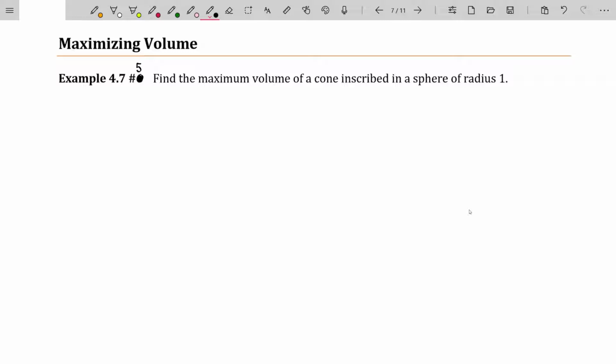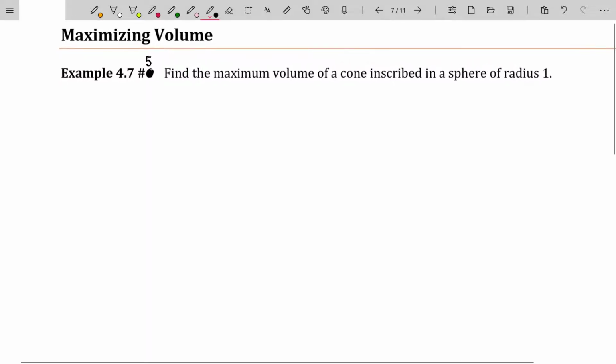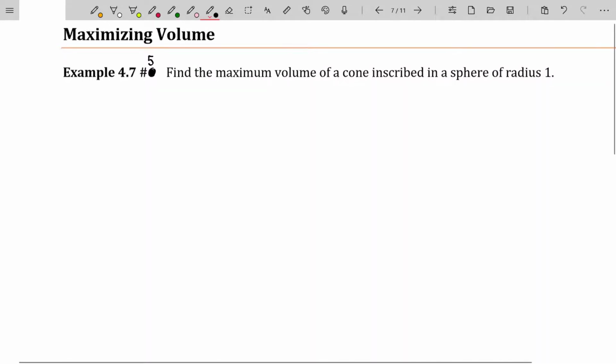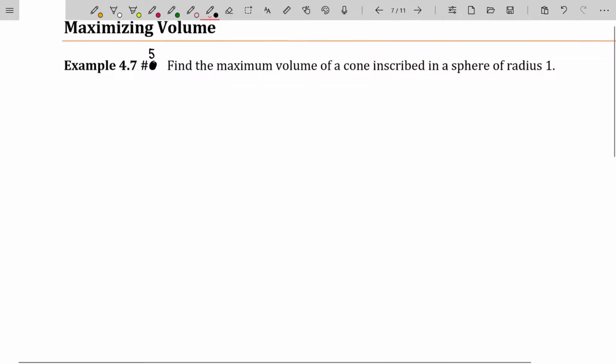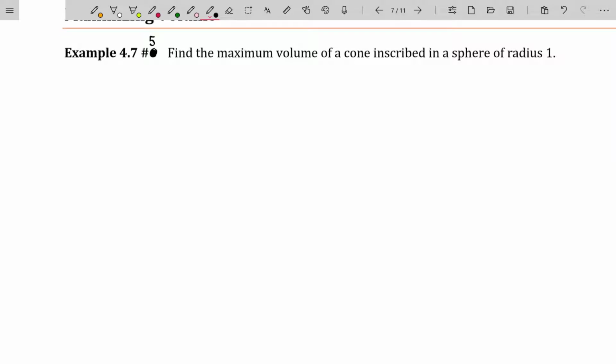Each of these problems is basically the same thing over and over. It just comes down to you drawing pictures and doing things carefully, right? So: maximize the volume of a cone inscribed in a sphere of radius 1. There is one thing you're really going to need to look up here. It's the volume of a cone. That's going to help out.